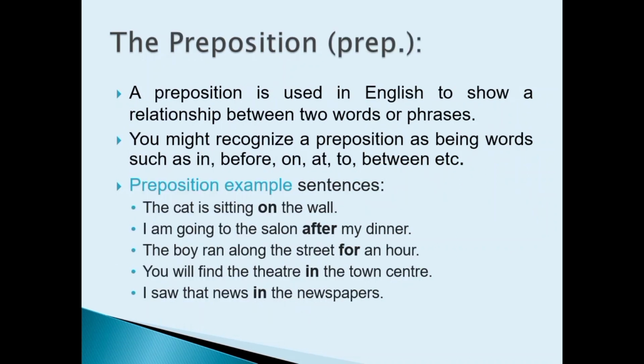Preposition. A preposition is used in English to show a relationship between two words or phrases. You might recognize a preposition as being words such as in, before, on, at, to, between, etc. For example, the cat is sitting on the wall. I am going to the salon after my dinner. The boy ran along the street for an hour. In these sentences, on, after, for, in are the prepositions.